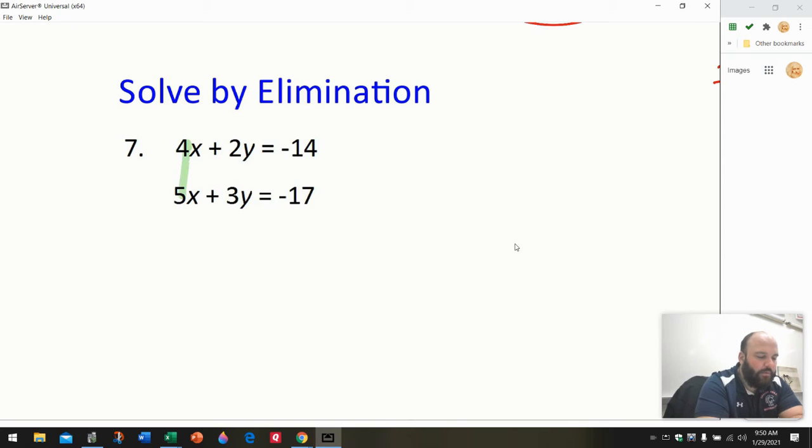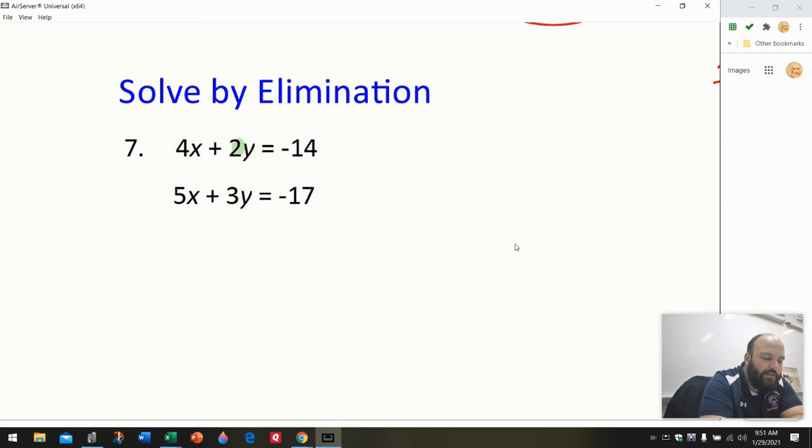So as an example, the least common multiple of 4 and 5 is 20. That's a pretty big number. If you look at the least common multiple of 2 and 3, it's going to be 6. So out of the two options, I'm going to make the y's be the same because the least common multiple is a little bit smaller and we'll be dealing with smaller numbers.